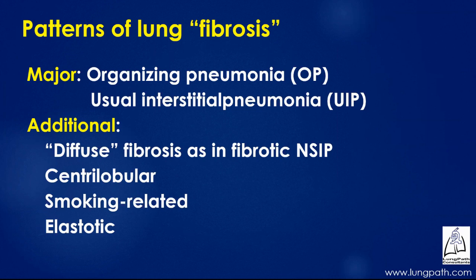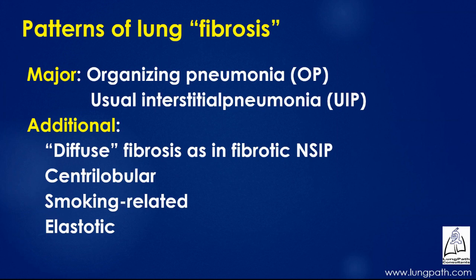And we can be very broad in how we define fibrosis, or we can be fairly narrow. If we remain fairly broad, organizing pneumonia has often been called fibrosis. It's not technically fibrosis because there's not a lot of collagen, but it's also often been included. That's a major pattern. The other major pattern of, quote, fibrosis is usual interstitial pneumonia, or UIP, and those were introduced to you by Dr. Leslie previously.